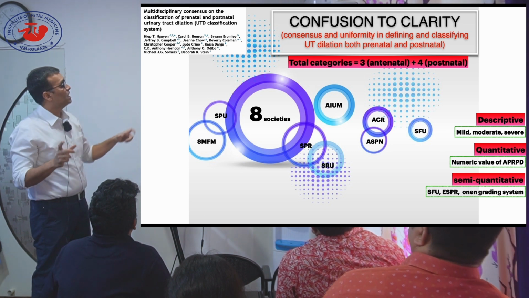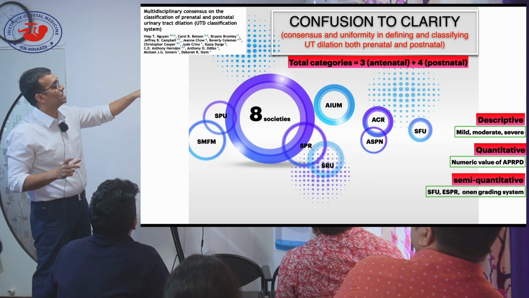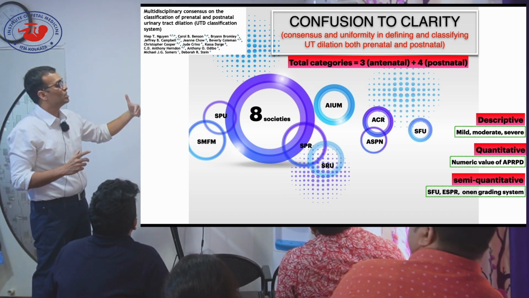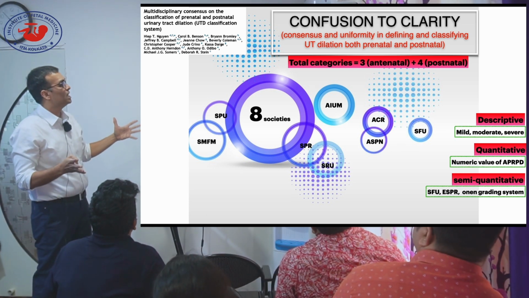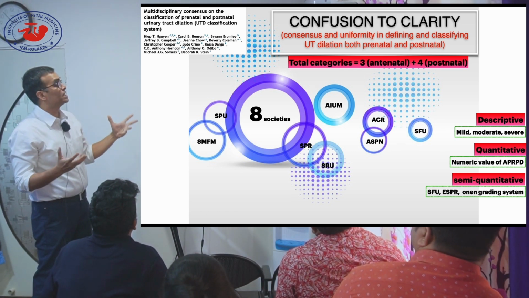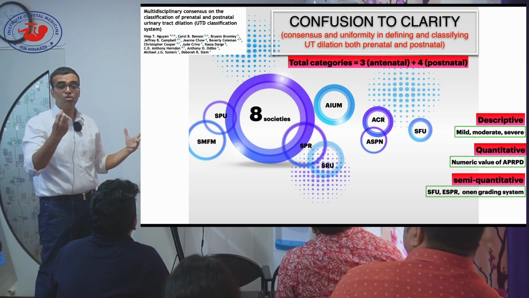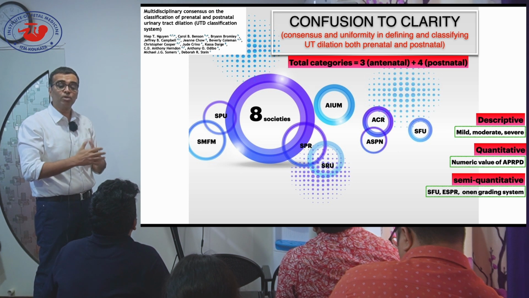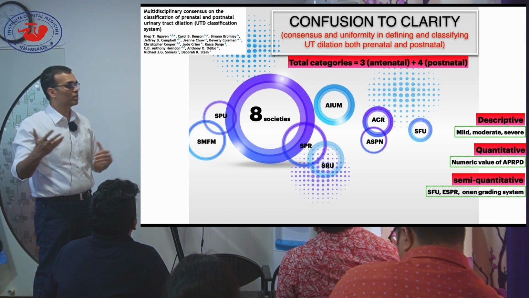I will come to that. And there are 3 ways to go about it. One is descriptive. Descriptive in the sense you say, okay, this is mild dilatation, moderate dilatation or severe dilatation, but these are very subjective terms. Then there is objectivity, quantitative measure, where you take a numerical value of renal pelvic diameter as I showed you, and then based on that you say, okay, it is 8 millimeter or it is 10 millimeter. Based on that you give your report.